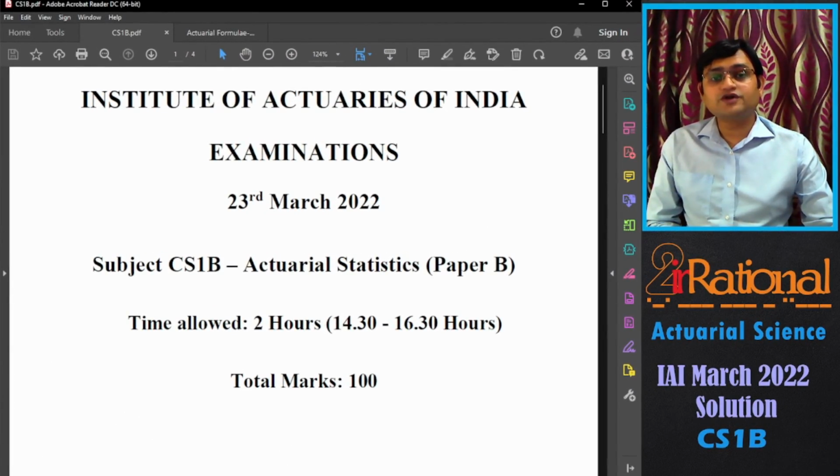Overall, the paper was lengthy, but it was simple. Okay, it was definitely achievable in 2 hours. It might be a little bit confusing in some parts, but overall the paper was very straightforward.